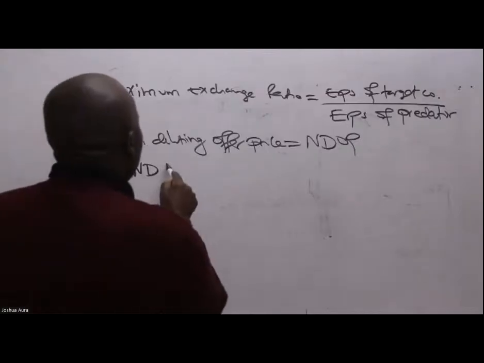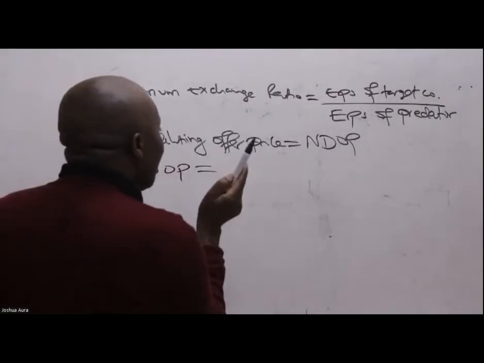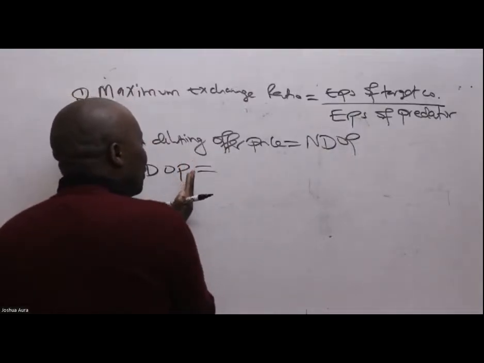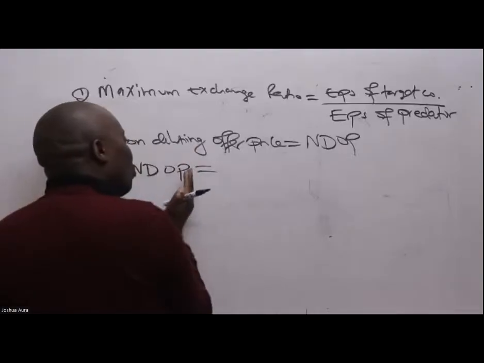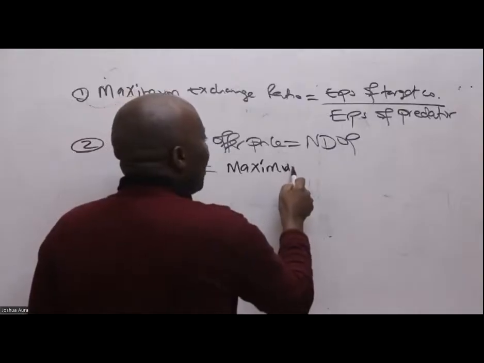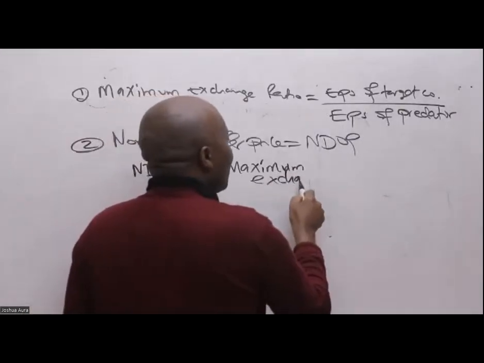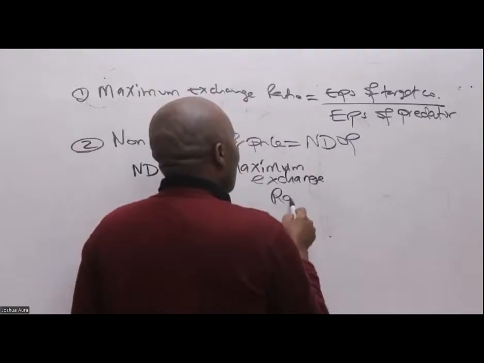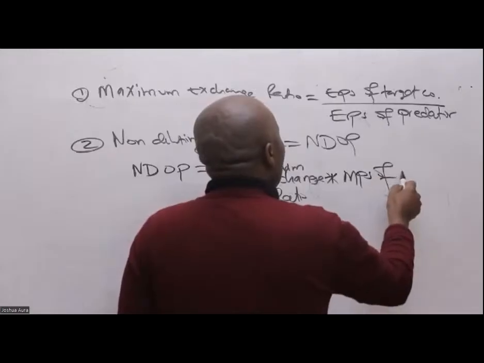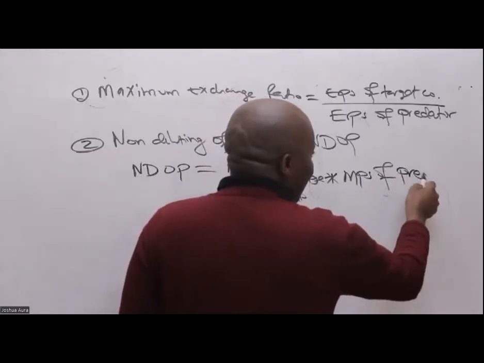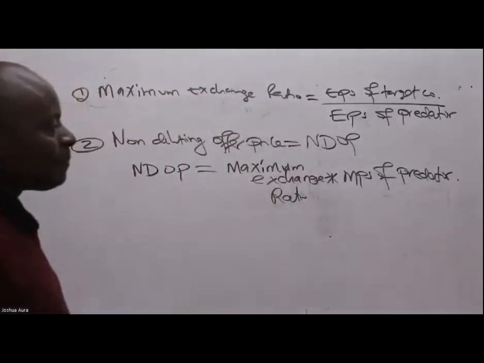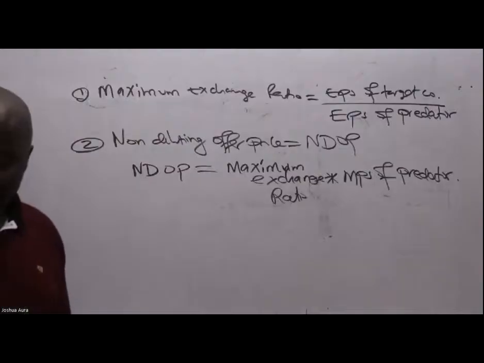NDOP. The easiest way that I taught you to always remember this formula is that any time you want to get NDOP, always think about maximum exchange ratio. Think about maximum exchange ratio times MPS, not MPS of the target, but MPS of the predator company.